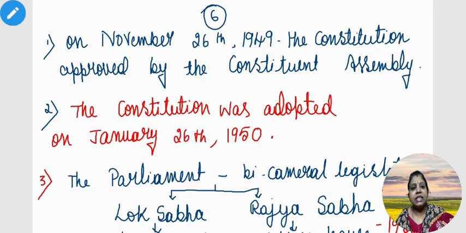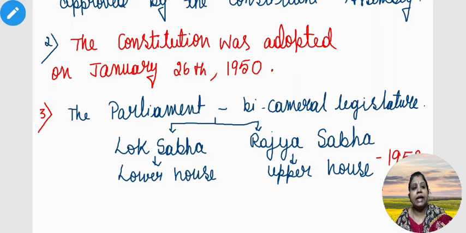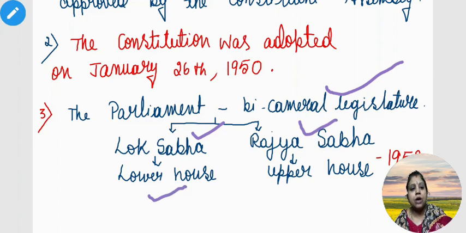On November 26, 1949, the Constitution was approved by the Constituent Assembly. Afterwards, the Constitution was adopted on January 26, 1950. In the Parliament, we have a bicameral legislature. Bicameral means it is divided into two divisions. One Lok Sabha, another Rajya Sabha. Lok Sabha is called the lower house and Rajya Sabha is called the upper house of the Parliament. It came into force in 1952.